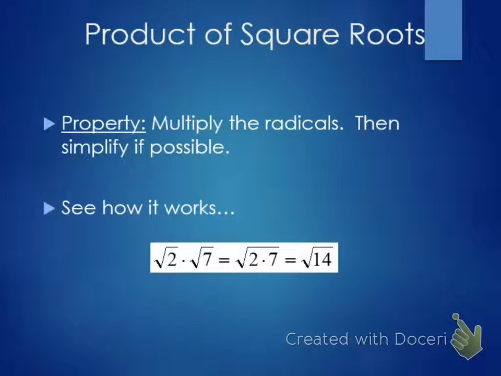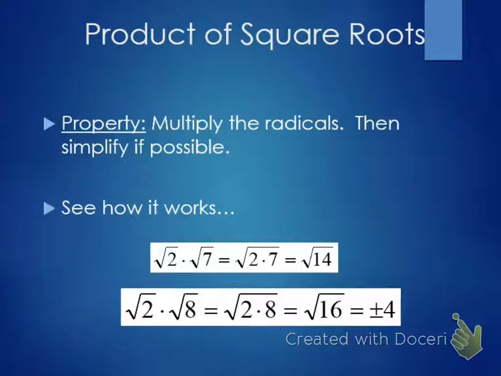The same property we just learned works backwards. So if you are multiplying 2 square roots together, you can multiply the 2 radicands, the numbers underneath, together, and simplify if possible. So in this example, the square root of 2 times the square root of 7, we take 2 times 7, that would give us the square root of 14. That does not simplify, so that's why they left it square root 14. So it's the same property, just backwards.